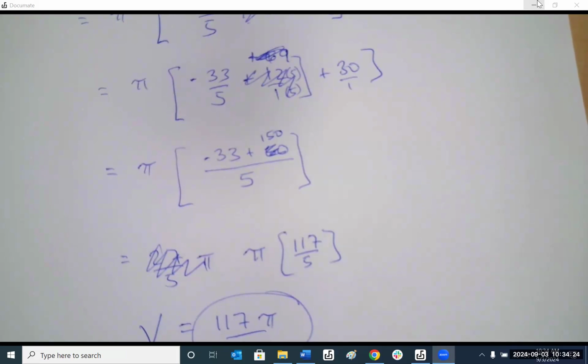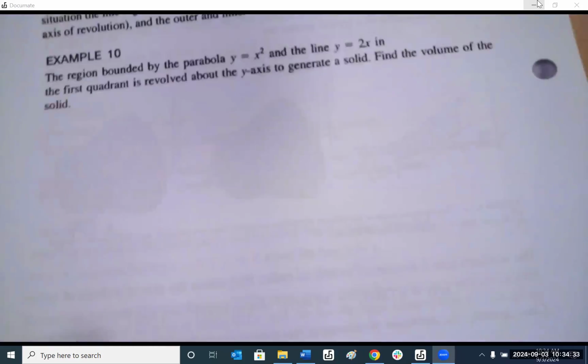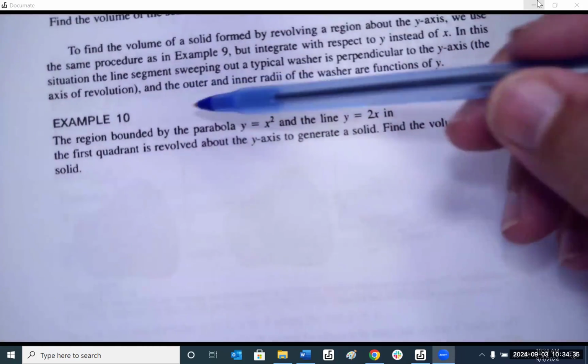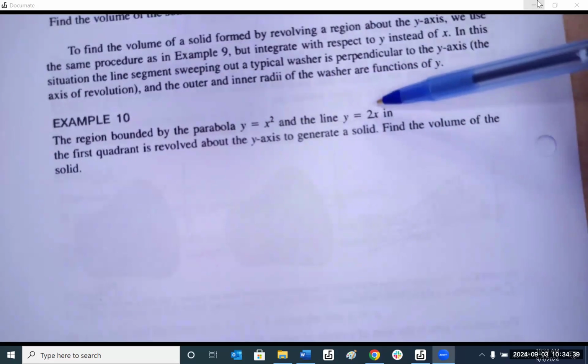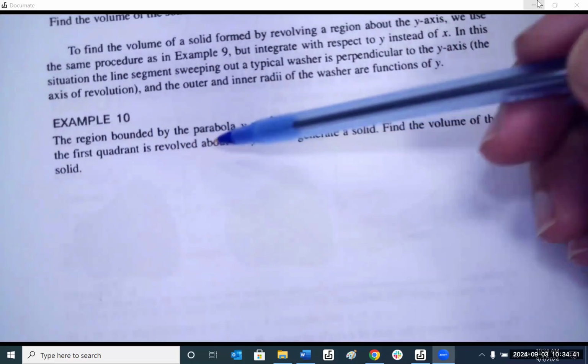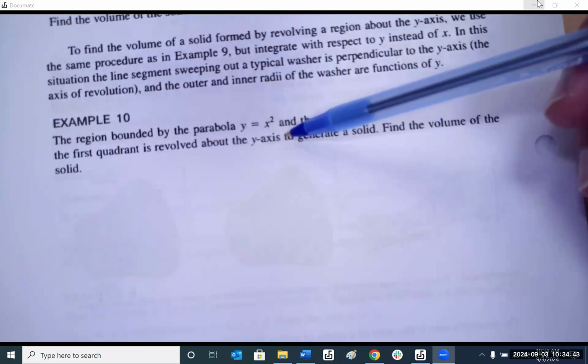Ready to do number 10? Now, in number 10, the last one, it says, the region bounded by the parabola y equals x squared and the line y equals 2x in the first quadrant is revolved around the y-axis to generate a solid. Whoa.